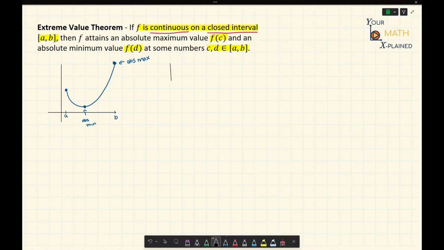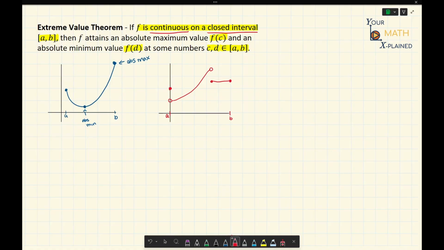Next, we're going to take a look at what happens if f is not continuous. So let's say our graph f looks something like this. We have a point here, and then it looks like this. So here we have our A is here and our B is here. Again, our interval is closed because f of A and f of B are both defined. However, this function is not continuous.